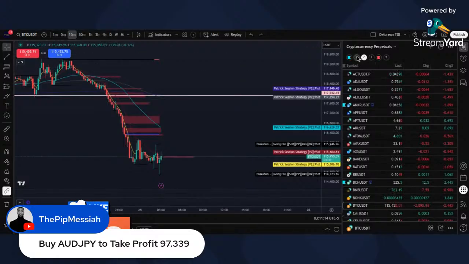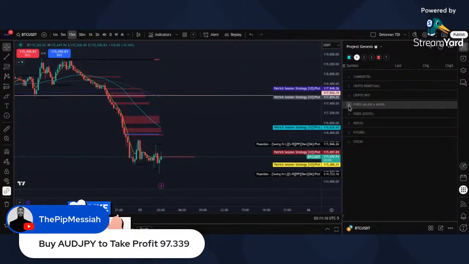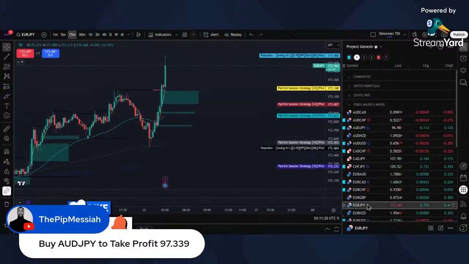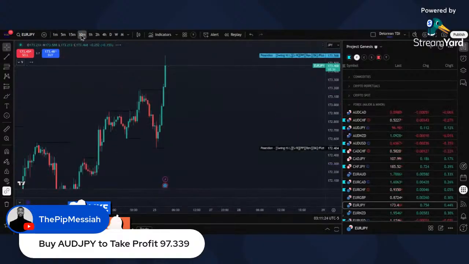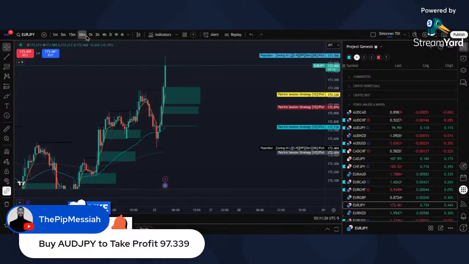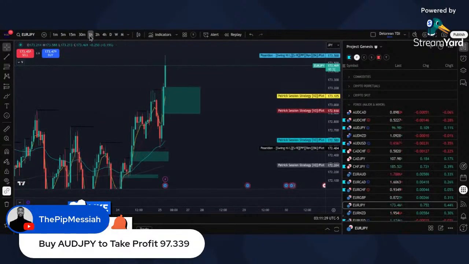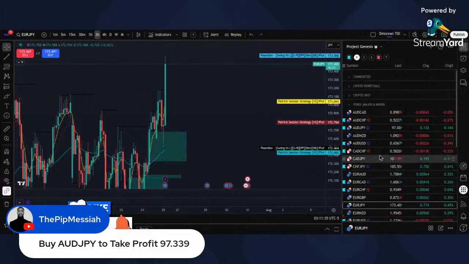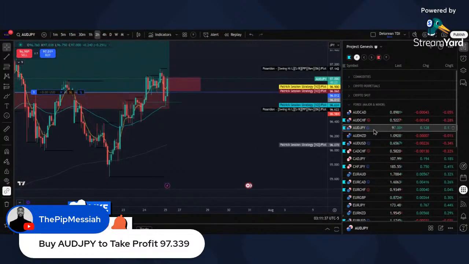I also got a signal on euro to Japanese yen. I wonder if that reformed. And it did not. But needless to say, Japanese yen pairs are kicking butt right now.